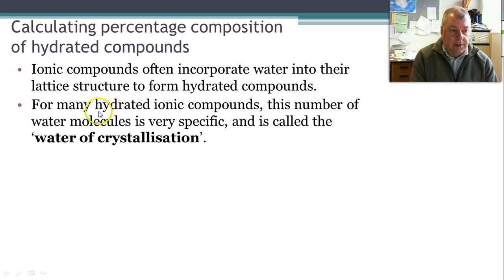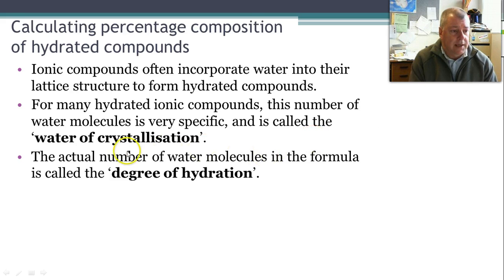So many of these hydrated ionic compounds fit in the water molecules, but it's very specific because of the lattice structure and the regular arrangement of the cations and anions. The amount of water molecules is very specific, and it's called the water of crystallization. And the actual number of water molecules in the formula is called the degree of hydration.